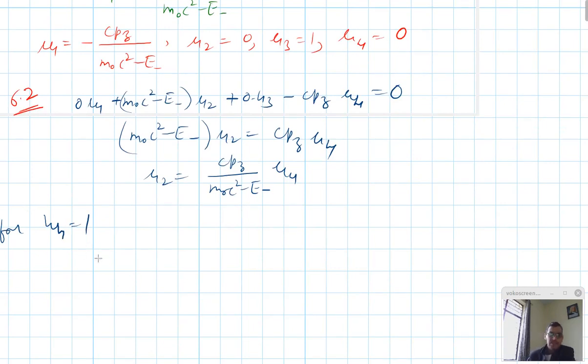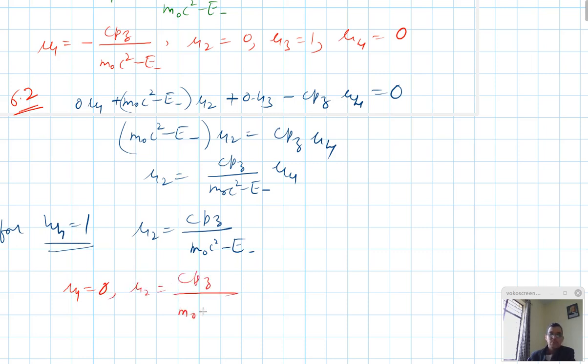So if I take u4 is equal to 1, then for this I must have 4 values, that is u2 is cpz over m naught c square minus E minus. So therefore we are having an arbitrary solution for this, that u1 is equal to 0, u2 is equal to cpz over m naught c square minus E minus, u3 is equal to 0 and u4 is equal to 1. This is the solution which we are getting. So thus 4 linear independent solutions are there.